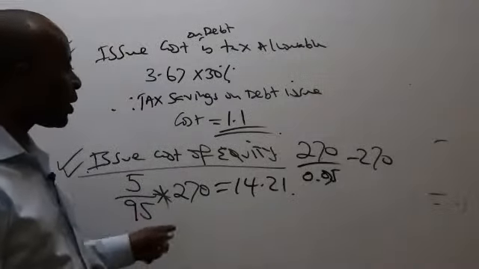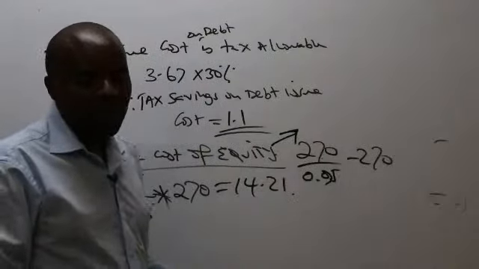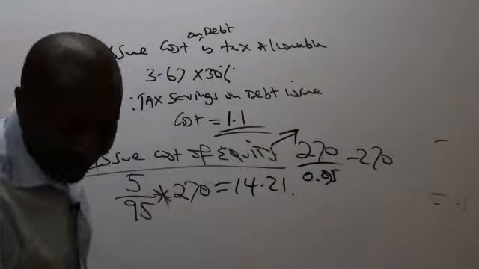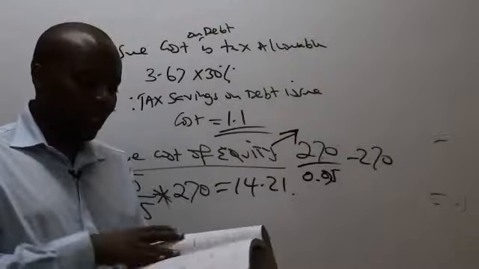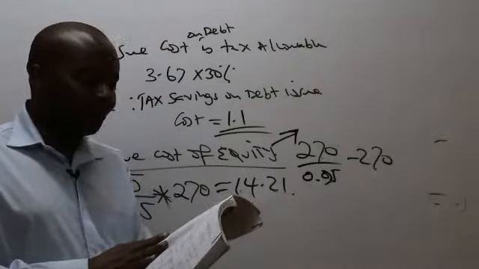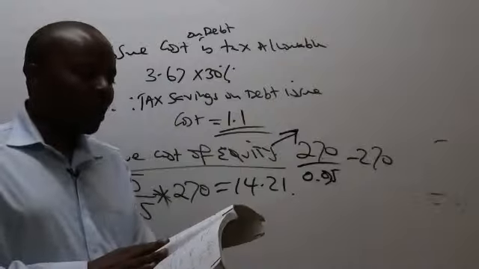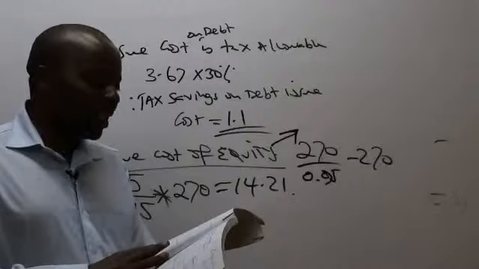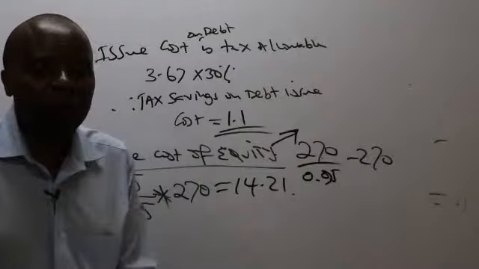Now, issue costs on equity are never tax allowable. By the way, I'm not guessing this. It's the examiner who has said that. If you look at paragraph number 2, line number 2: issue cost will be 5% for equity and 2% for the loan. Debt issue costs are allowable for tax.